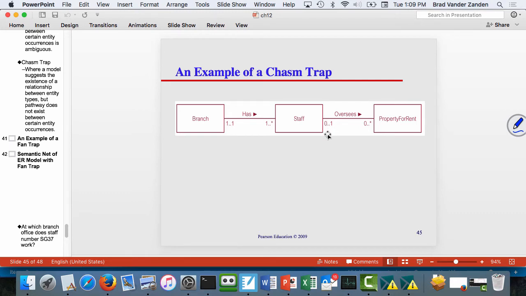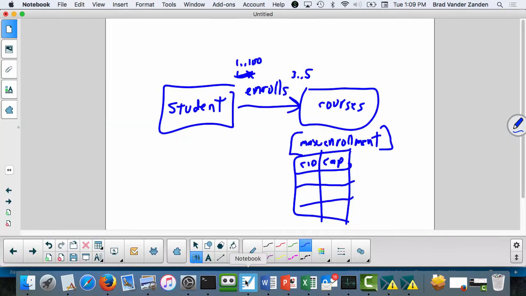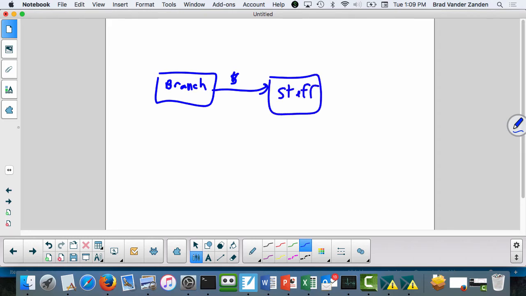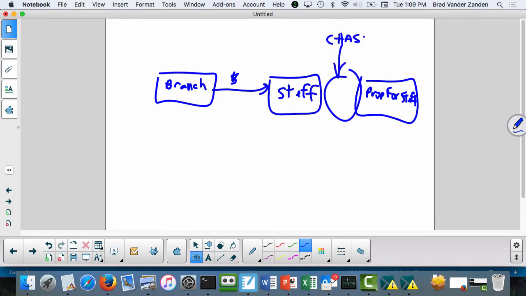So it's possible that what we really have in some cases is this situation: branch, staff, but no property for rent being managed by a staff member. And in that case, it's called a chasm gap or a chasm trap, because there's your chasm. There's no way to get from property for rent back to other important parts of the database.